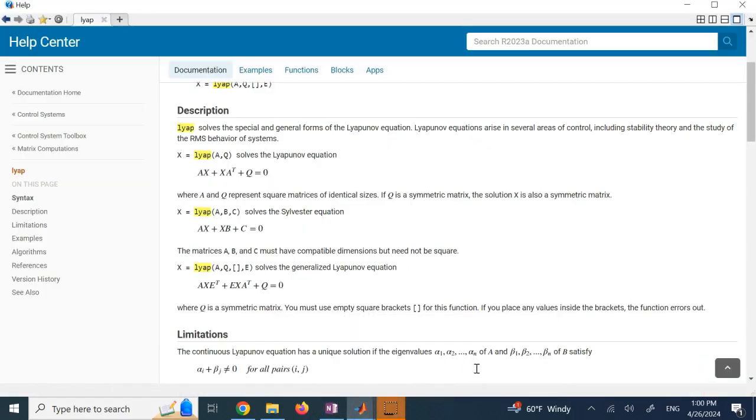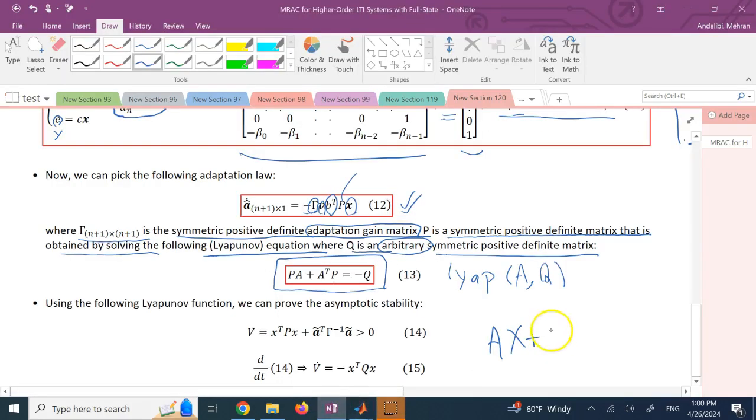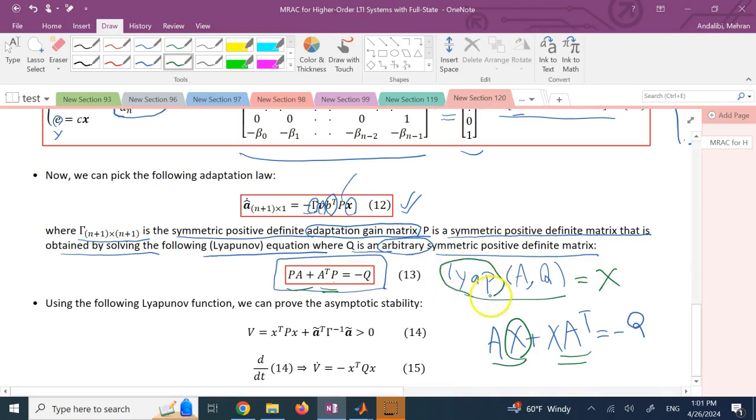Okay, look again. XA transpose. X is the same as P for us. Now, clearly you see the order is reversed here, and the same here too. Here, P is multiplied from the left to A, and on the other side, from the right side to A transpose. Here, it's exactly backwards. So pay attention to what you will get when you use lyap. The X that you will get might not exactly be the same as this P. And we're going to check it with an example, whether you can trust this lyap solution or not.